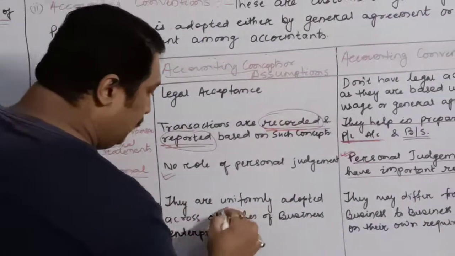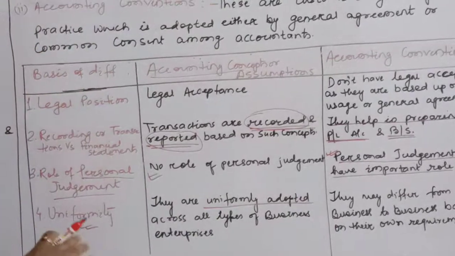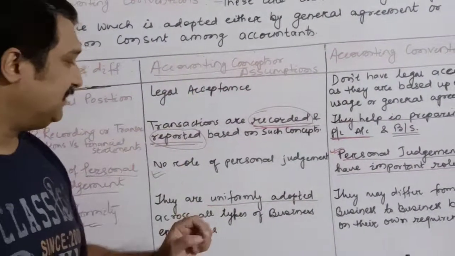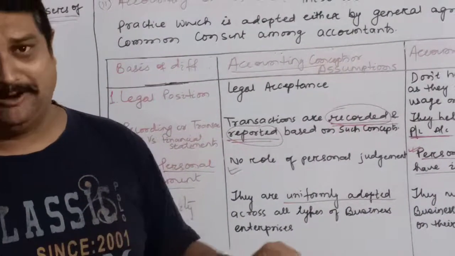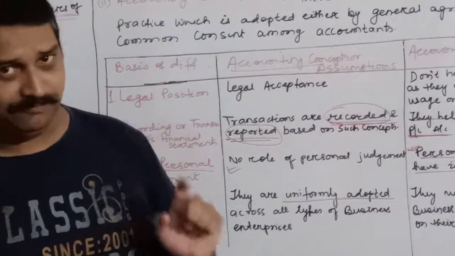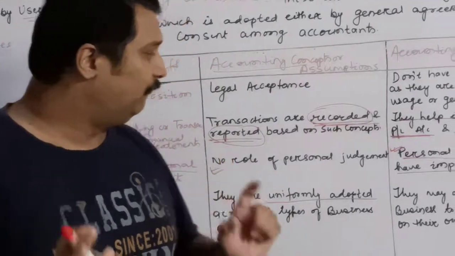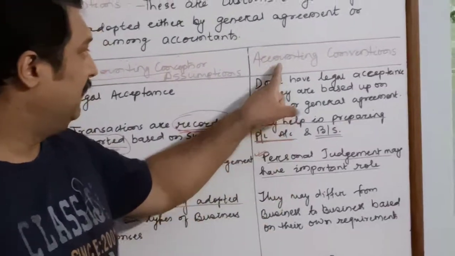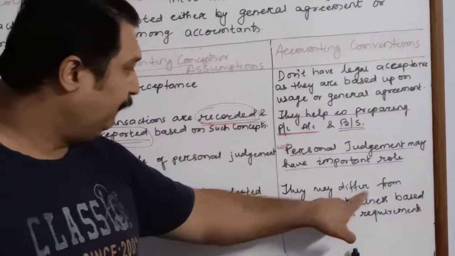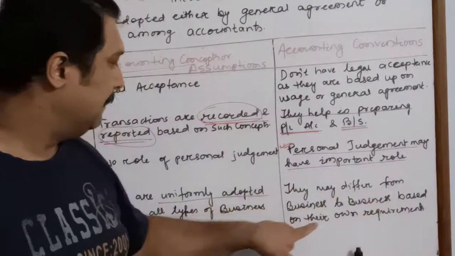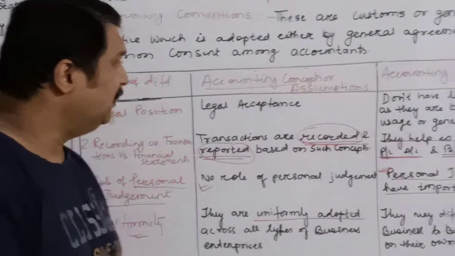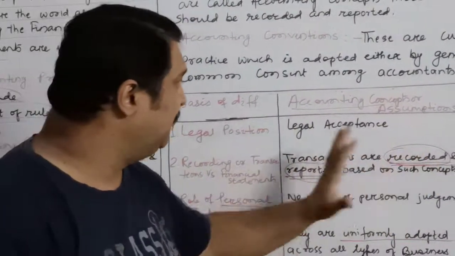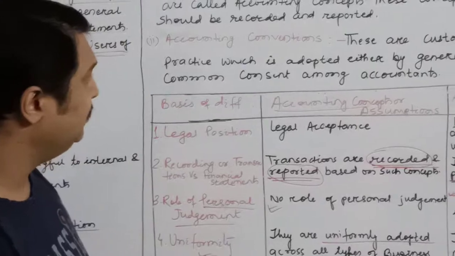Uniformity. Accounting concepts are adopted by all organizations uniformly, without any hesitation, without a question mark. Everybody has to follow them. But accounting conventions differ from business to business based on their own requirements. So these were some of the differences between accounting concepts and conventions.